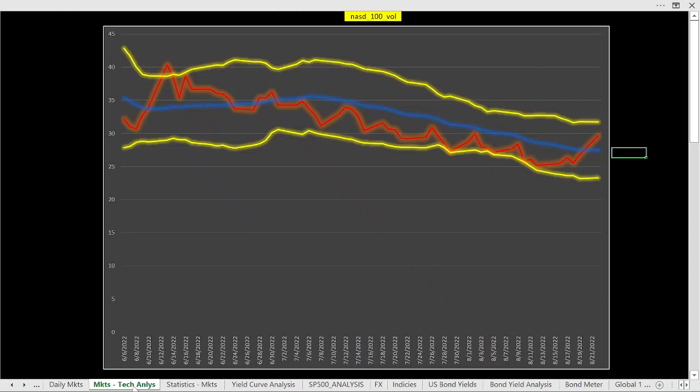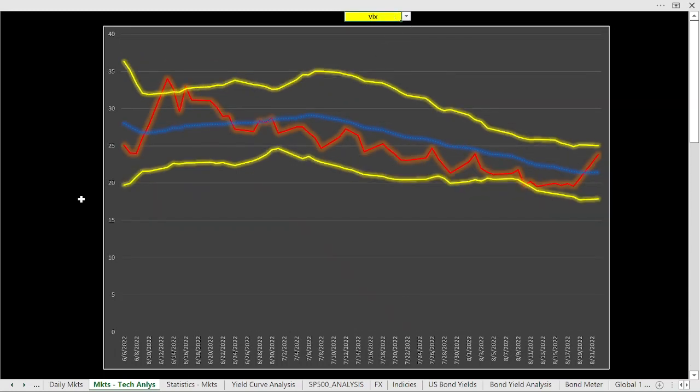Now, taking a closer look, we see the Nasdaq 100 volatility index sharp spike to the upside off the lower Bollinger Band, crossing back above the 20 simple moving average. This also holds true for the VIX, the volatility index.